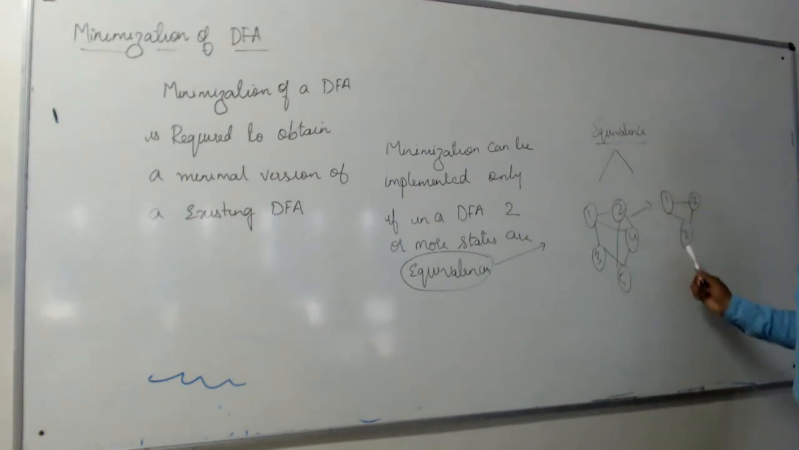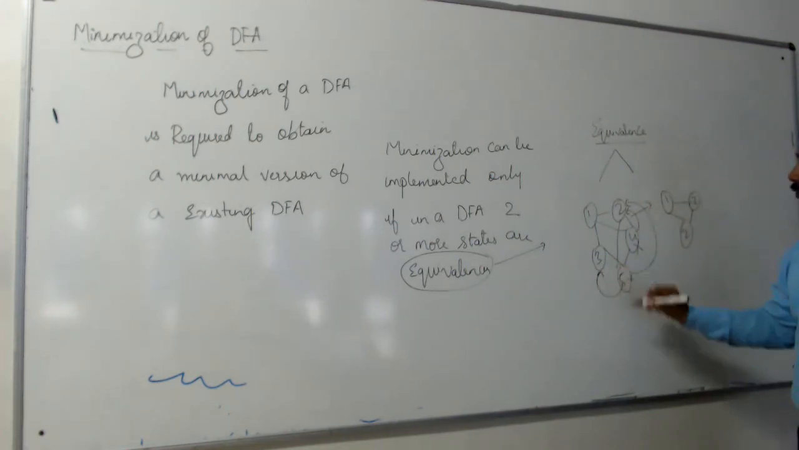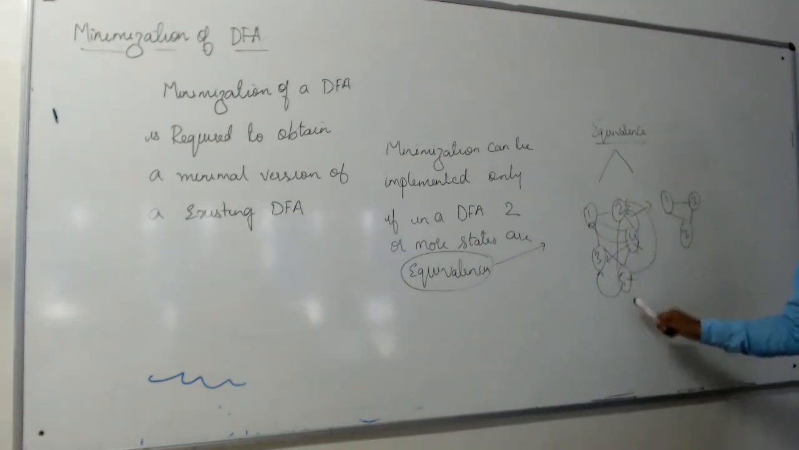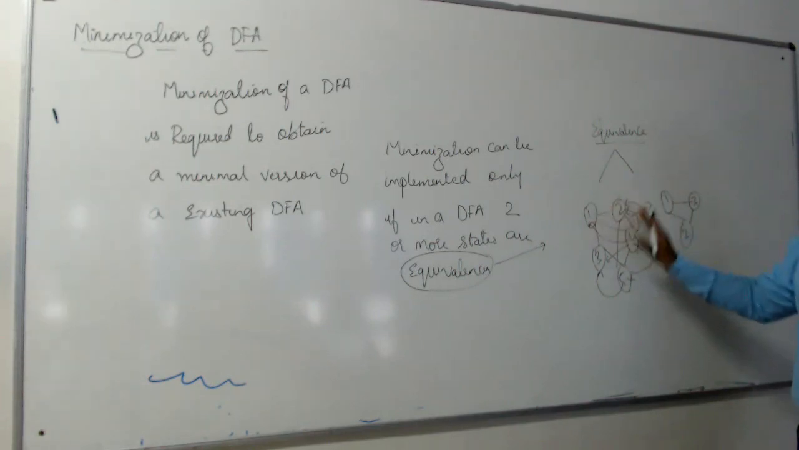So to make this happen, which ones have I removed? I have lost 4 and I have lost 5, right? So for these two to be removed, either 4 should be equivalent to 2 or 5 should be equivalent to 2, or 5 should be equivalent to 3 or 4 should be equivalent to 1 or 4 should be equivalent to 3. So either two of these states should be equivalent to these two states.